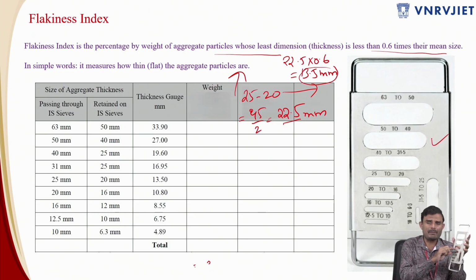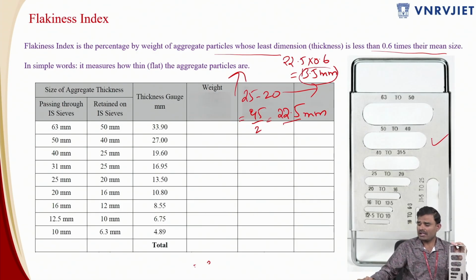Now this aggregate particle is not passing through this slot over here, so this aggregate particle is not a flaky particle. It is of the size range where the thickness is more than 13.5. Now I have another aggregate particle which is passing through the 25 mm sieve and retained on the 20 mm sieve. Now I am passing along the thickness, and this aggregate particle is passing through the slot provided over here. So in the size range of 25 to 20 mm, this aggregate particle, which is a leaf-like structure, is a flaky particle.